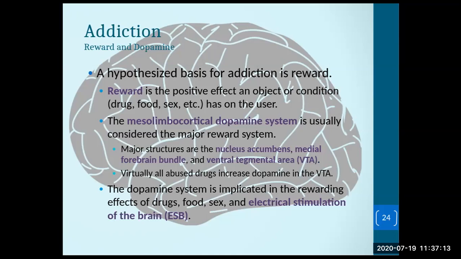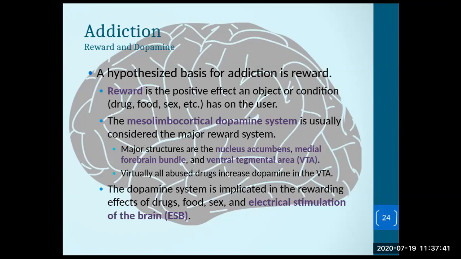integrated. So the major structures here, again, are the nucleus accumbens, which is the pleasure or reward center, right next to the hypothalamus. The axons that come together from the VTA to the nucleus accumbens, a bundle of axons, as we'll talk about in the next chapter, that comes together is called a tract. In this case, we call it the medial forebrain bundle.